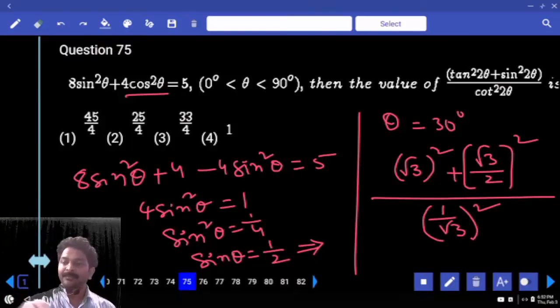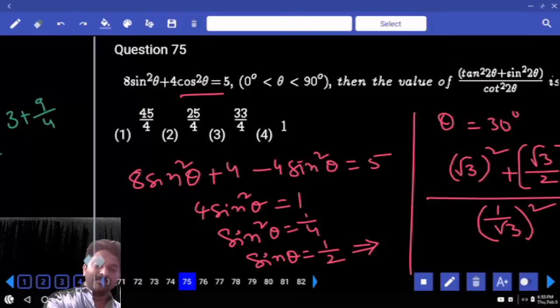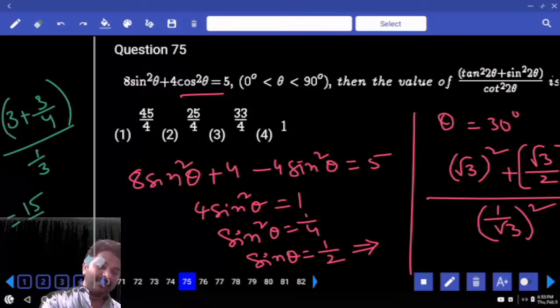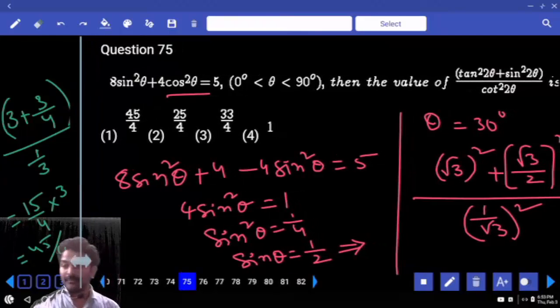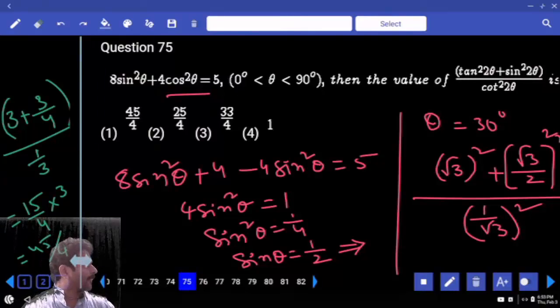Okay? 3 plus root 3 by 2 whole square, 9 by 4. Sorry. Correct. 3 by 4, by 1 by root 3 whole square, 1 by 3. So numerator value is 15 by 4. Denominator comes to numerator. Answer 45 by 4. Over? Yes.